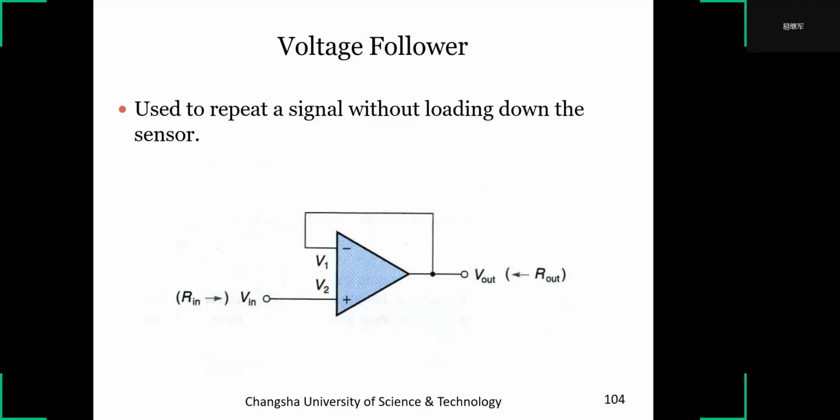This is a voltage follower, used to repeat a signal without loading down the sensor. Here Vin is equal to Vout. So we call this a voltage follower.